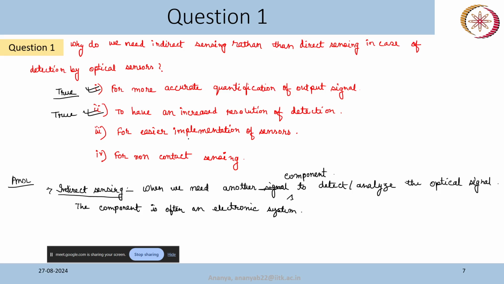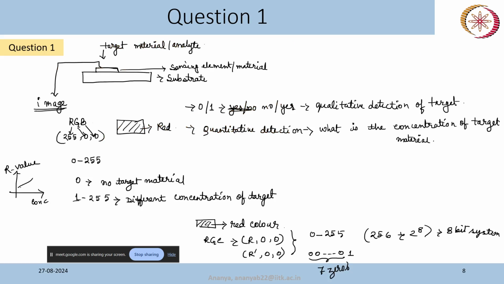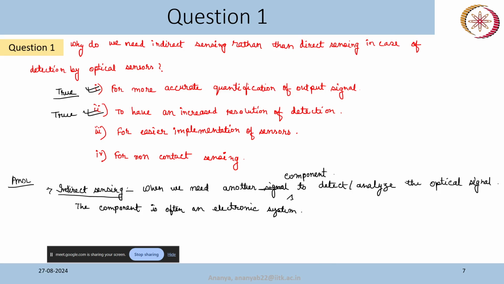Now this point is for easier implementation of the sensor. As you can see, this is not an easier implementation. Indirect sensing is not easier. Direct sensing is obviously easier. You don't need to design an electronic system. You don't have to do this calibration curve between the R values and concentration. So it is not an easier implementation, but it can give you precise measurements. So this is false. For non-contact sensing, in general, optical sensing is a non-contact sensing, so this point is not particularly true in the context of this question.